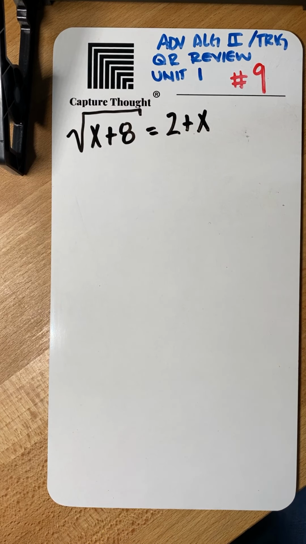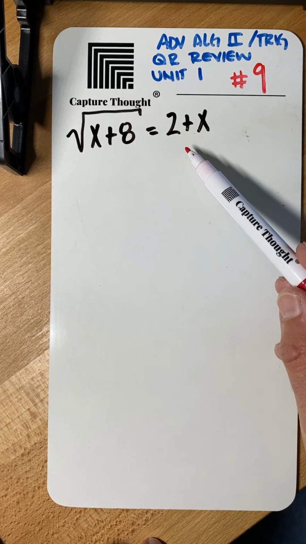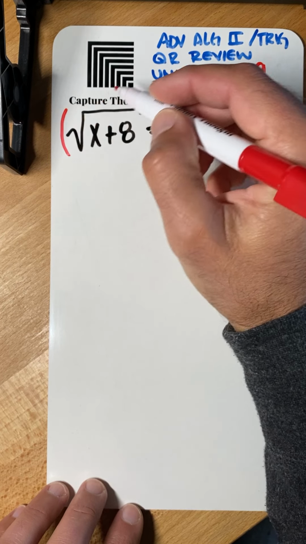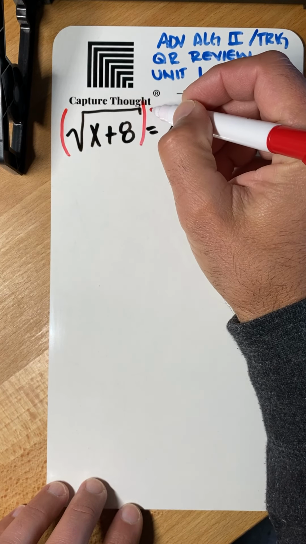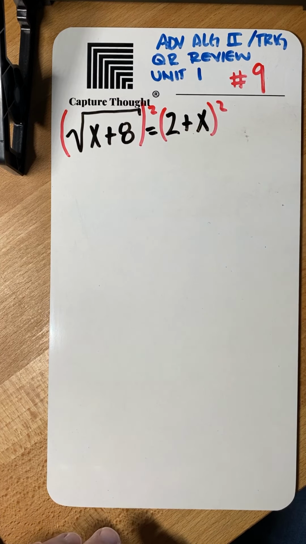All right, so number 9 on the QR code review is asking us to solve the radical equation, the square root of x plus 8 equals 2 plus x. So the first move that you're going to want to do to get this x out from underneath the square root is square both sides. So I'm going to go ahead and do that right now. I'm going to square both sides.